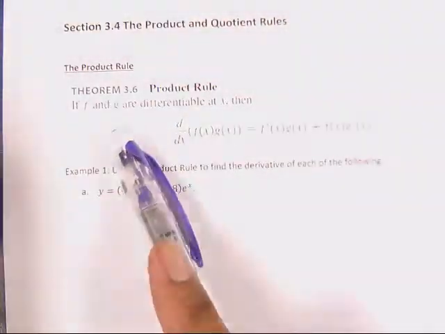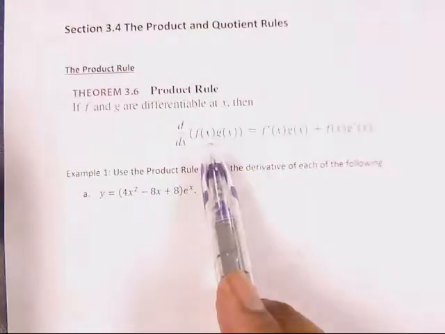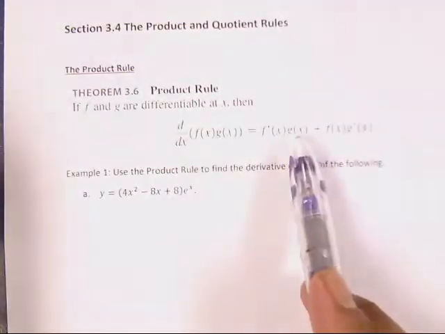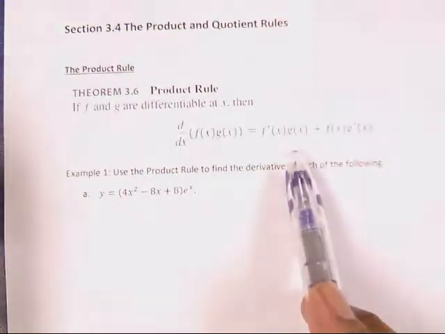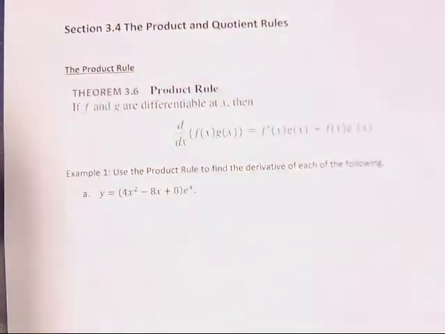So here, if we have two functions f and g, and if they're differentiable at x, then the derivative of the product of these two functions, f of x and g of x, is going to be expanded as this: f prime of x times g of x plus f of x times g prime of x.